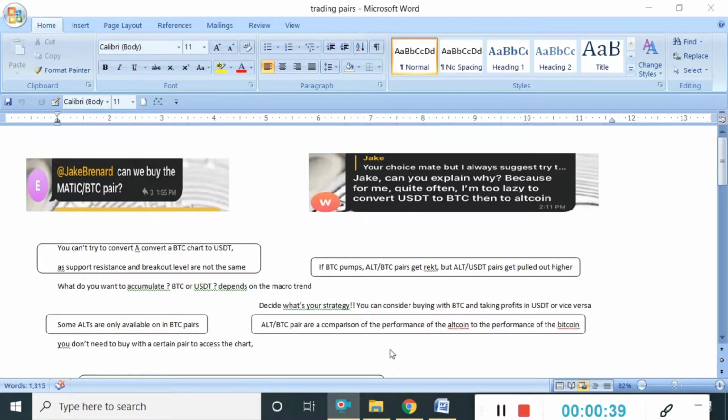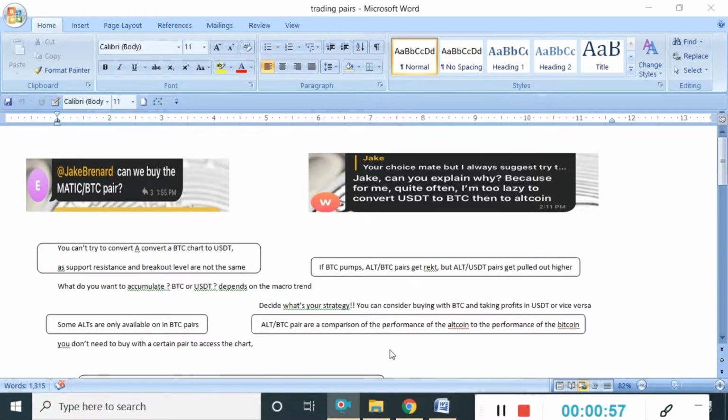And they do. You can't convert a BTC chart to USDT by just doing the math, because support is not going to match up, resistance levels are not going to match up, and your stop losses aren't going to be right. Breakout levels are not going to be the same, because you have different buyers and sellers depending on the trading pair. So it's not the same.